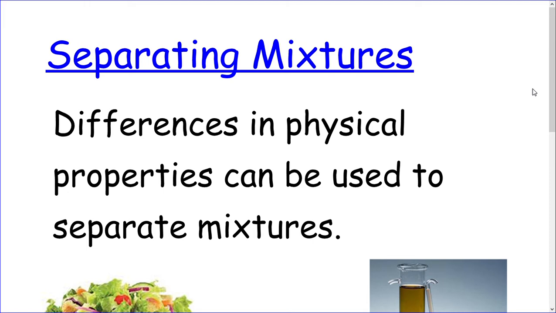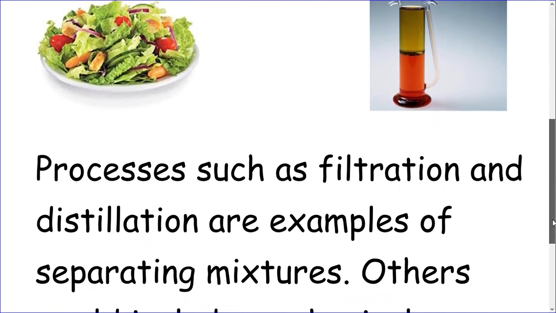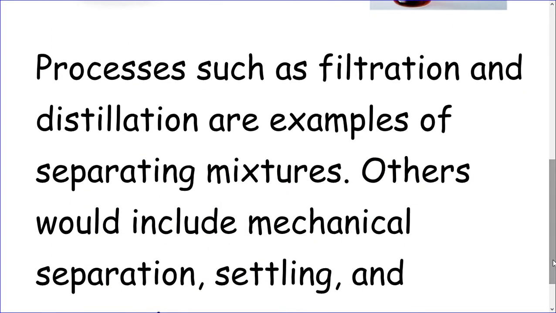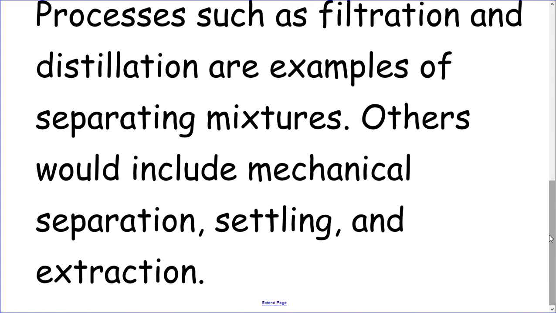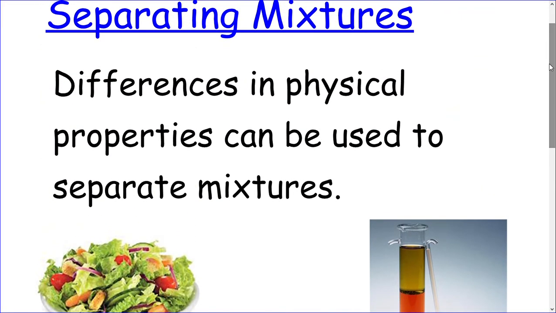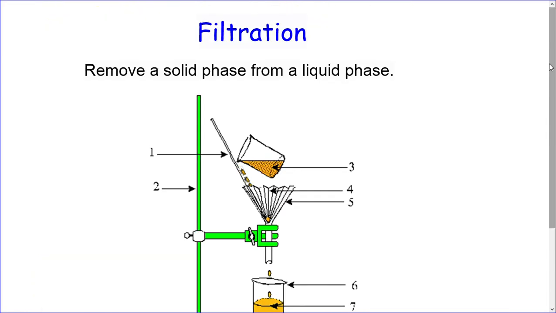Okay, so the next section, separating mixtures. We've got differences in physical properties. They can be used to separate your mixtures through processes such as filtration and distillation, which are examples of separating mixtures. Other things include mechanical separation like settling and extraction. So there are different areas to go through when we start to talk about separating our mixtures out. I'm just going to go through a couple of them. We're actually going to pause partway through here because there's an activity for you to work on as well.